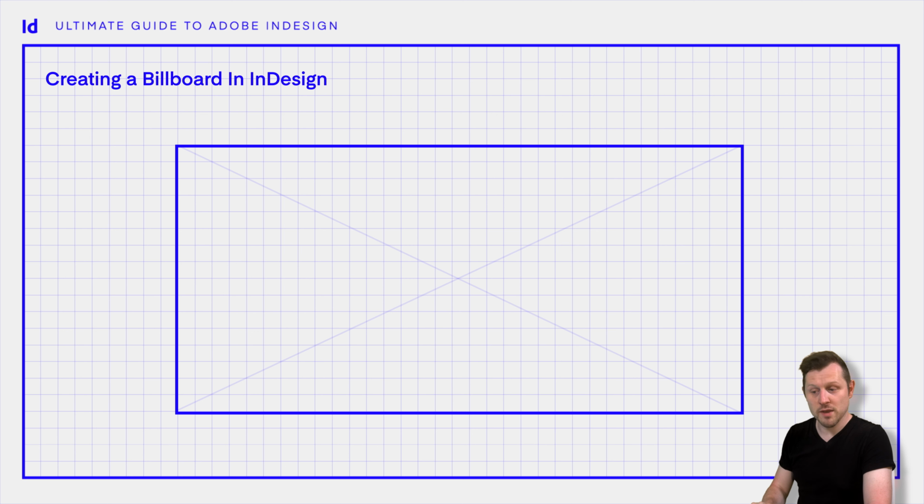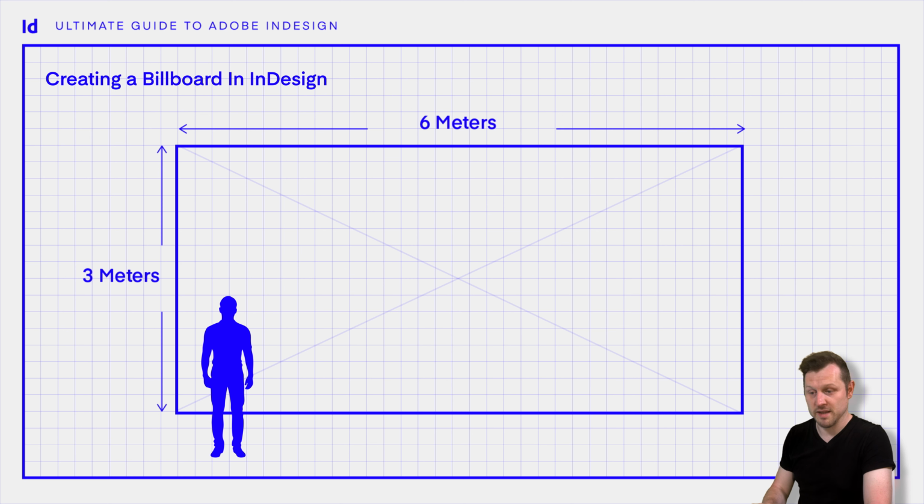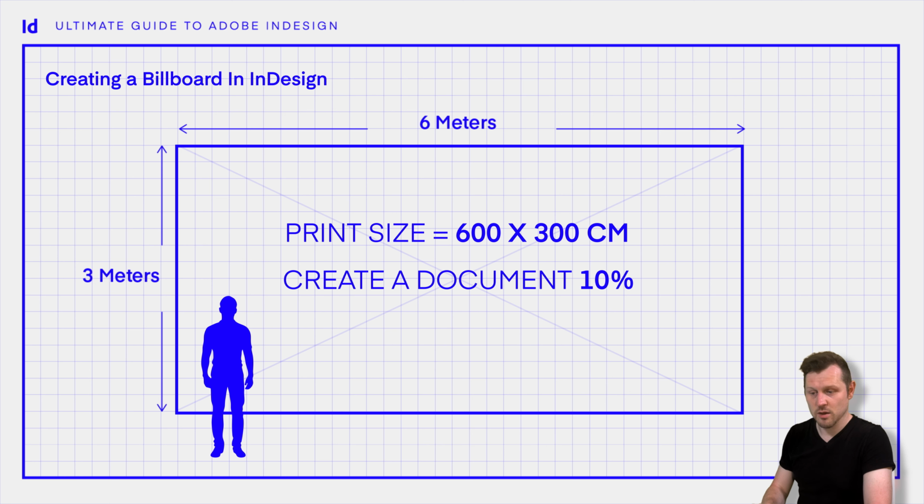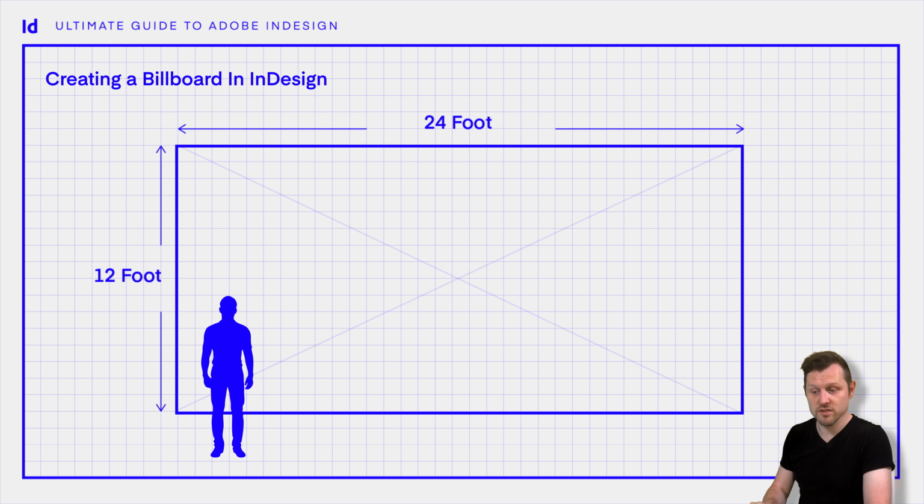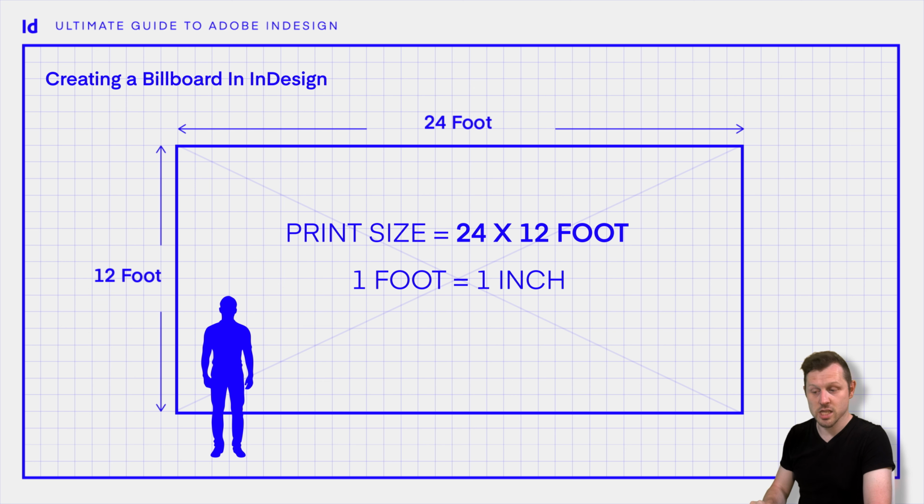For example, if we had a billboard that was 6 meters by 3 meters, instead of creating an InDesign document 600 centimeters wide and 300 centimeters tall, which would be huge, we can create a document 10% of that, which would be 60 centimeters by 30 centimeters. Alternatively, if we take a 24 foot by 12 foot billboard, in InDesign we could set 1 inch per foot, where we could create a 24 inch by 12 inch document.